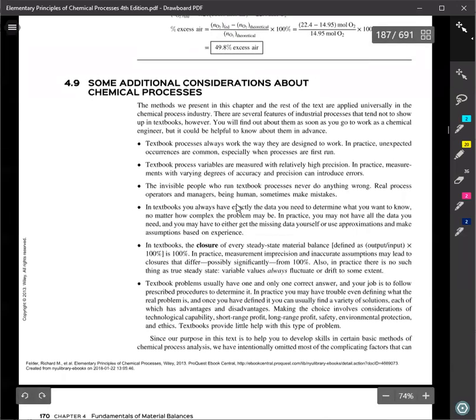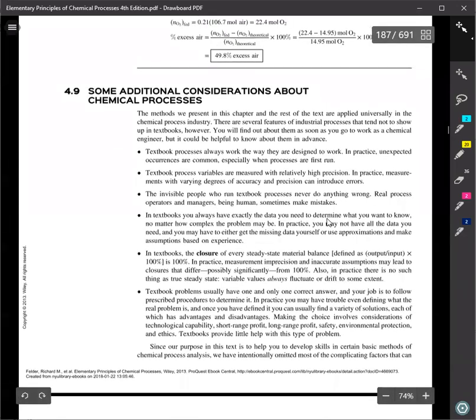This is another one of my favorites. In textbooks, you always have exactly the data you need to determine what you want to know. But in practice, you may have everything that you need, or you may have absolutely nothing. So you have to figure out how to deal with that problem in real life when you have positive or negative degrees of freedom.